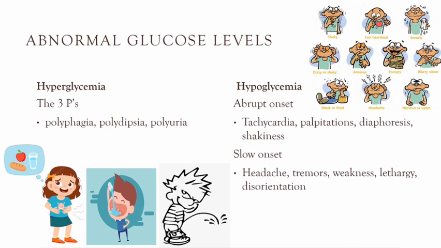One of the first things we need to know about diabetes is how to recognize hyperglycemia, too much sugar in the blood, versus hypoglycemia, not enough sugar in the blood. For hyperglycemia, we're going to have our 3 P's. Polyphagia, which means we're always hungry, polydipsia, meaning we're always thirsty, and polyuria, meaning that we pee a lot. For hypoglycemia, we're going to have things like tachycardia, palpitations, diaphoresis, which is that extensive sweating, and shakiness.